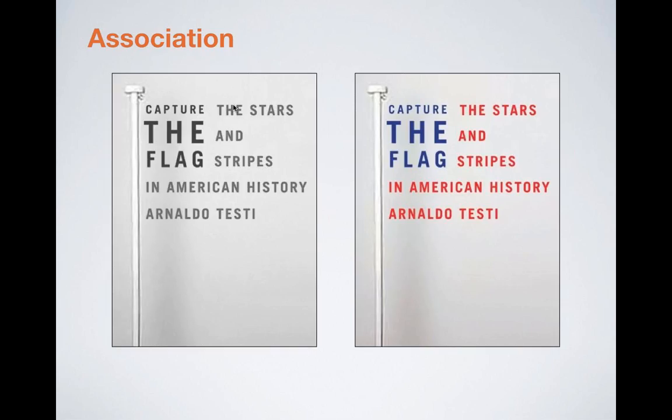And I think this might have been one of yours, Judah, but I can't remember for sure. Yeah. And this struck me as something of an example of this. In this case, they've actually salvaged it by using the color associations. So that differentiates the title, Capture the Flag. But also look at how the red text reads. The Stars and Stripes in American History, Arnaldo Testi. There is no differentiation of that author's name, so it almost looks like it's a continuous line of text.